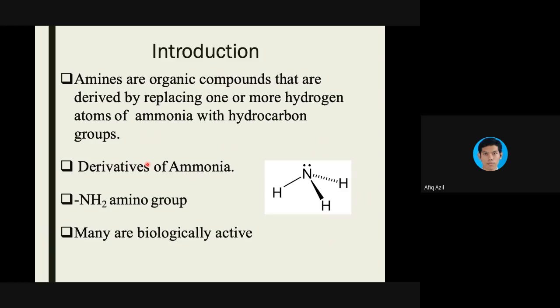So these are derivatives of ammonia, in which one of the hydrogens, 1, 2, or 3, can be replaced with a hydrocarbon. That means you can have carbon here, carbon over here, or carbon over here. So at least one of these hydrogens will be replaced with a carbon, CH3 or an ethyl group or whatever. There are many biologically active compounds which contain an amine group.